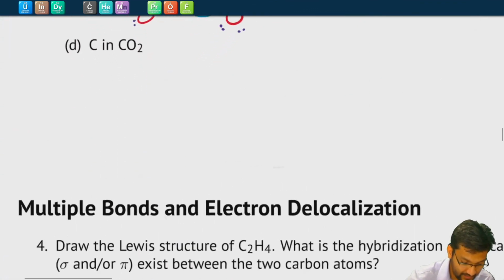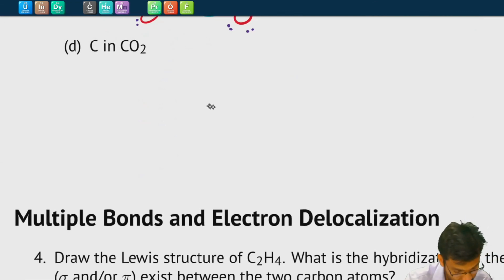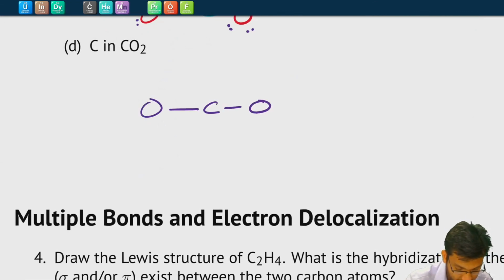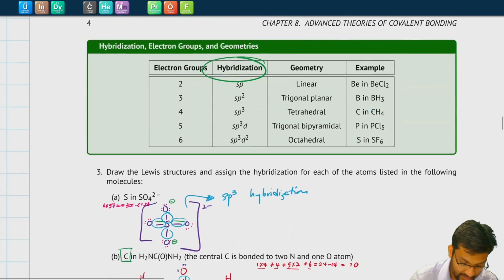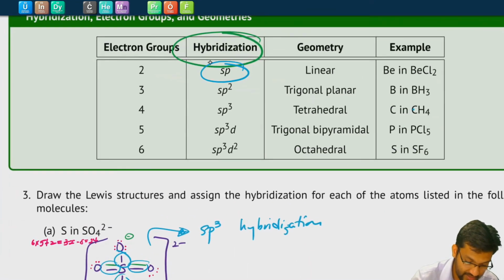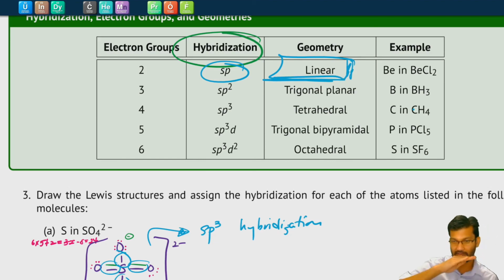All right, let's finally look at carbon in carbon dioxide. We've done this one before, right? We know that it'll set up a double bond, and then oxygen will have 2 lone pairs each, but we're interested in hybridization. Just 2 electron groups around the carbon, so the hybridization here would be sp hybridization. It's a linear molecule. We talked about that before. Carbon dioxide is just a molecule that's in a straight line.